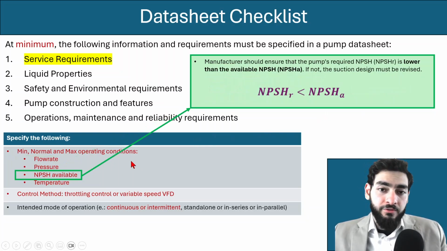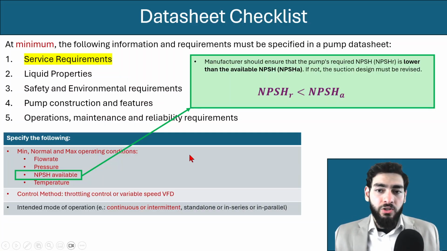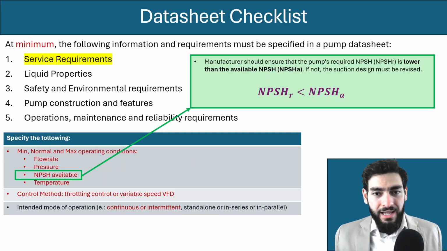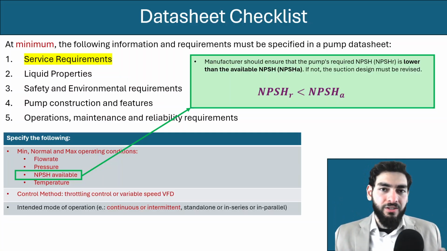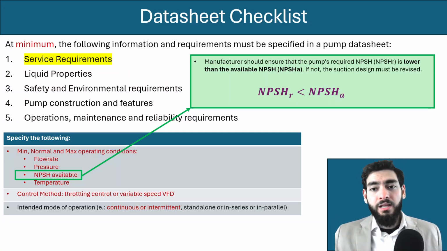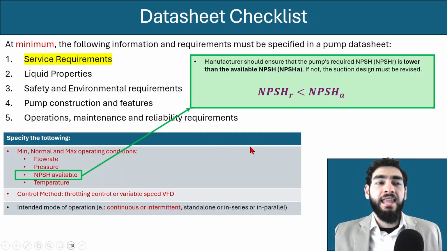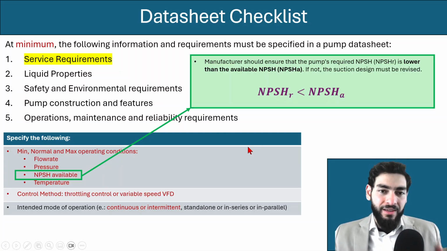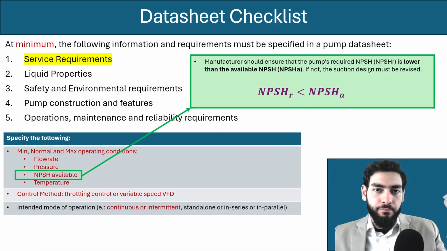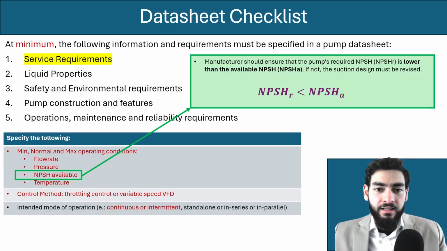Now, with the net positive suction head available, the manufacturer needs to know that, because if they're going to make a pump recommendation for you, you need to make sure that the net positive suction head required for that pump is less than the net positive suction head available in your pumping system. And that's something I discuss in more detail in the pump sizing course.